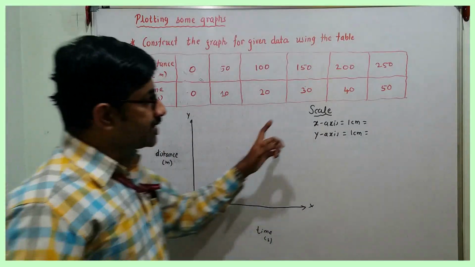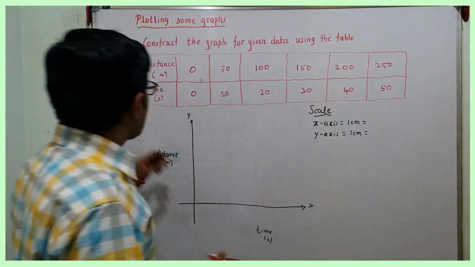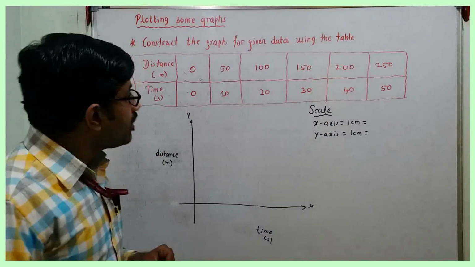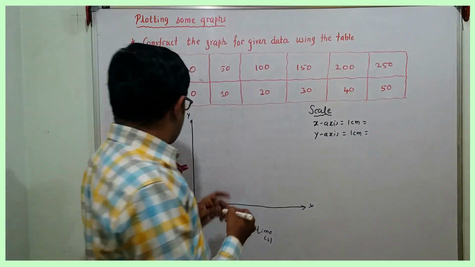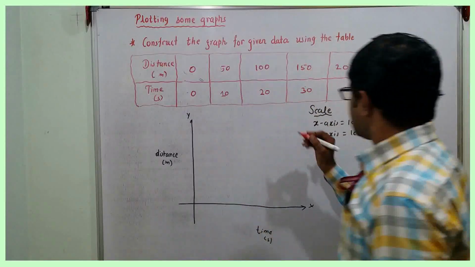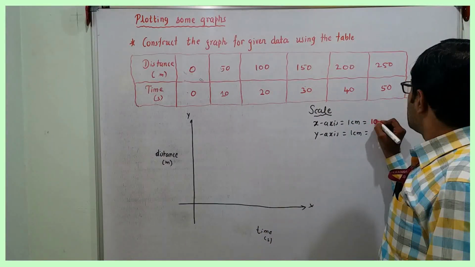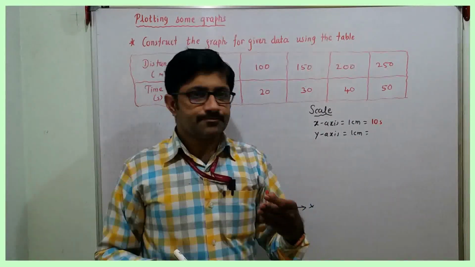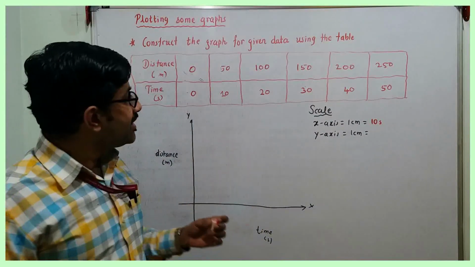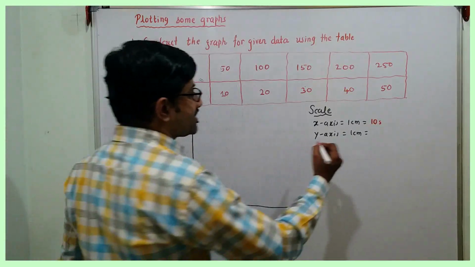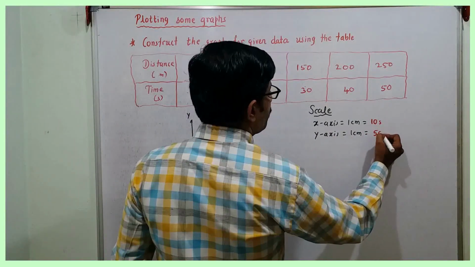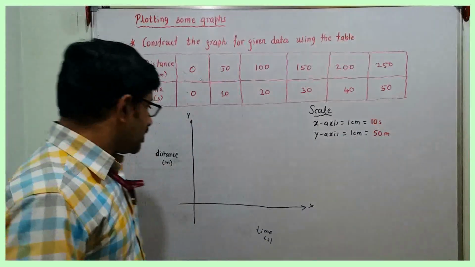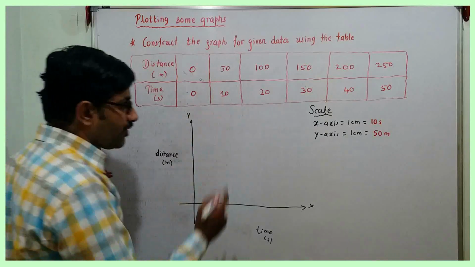So first you need to take the scale. We have this range 0 to 250, here 0 to 50. Therefore, better if you take on the x-axis 1 cm equal to 10 second. So 1 centimeter is equal to 10 second, and on the other hand 1 centimeter is equal to 50 meter. If you consider these two values, let us check how this graph goes.